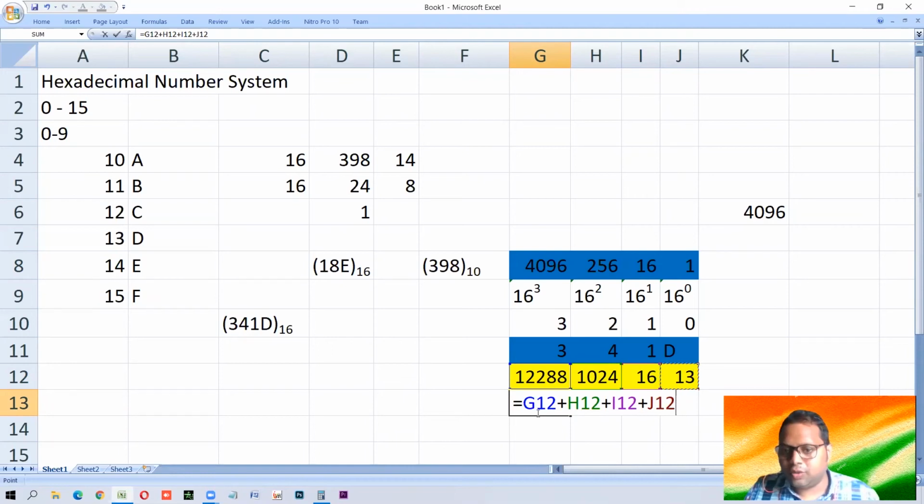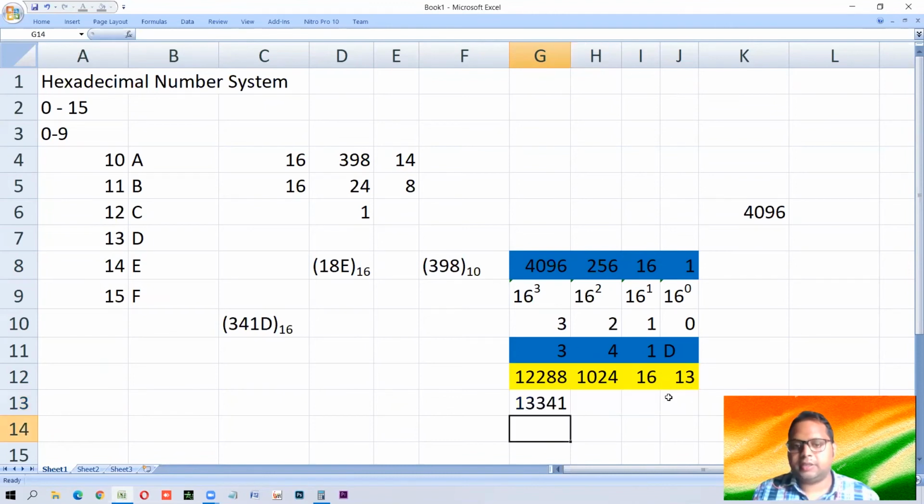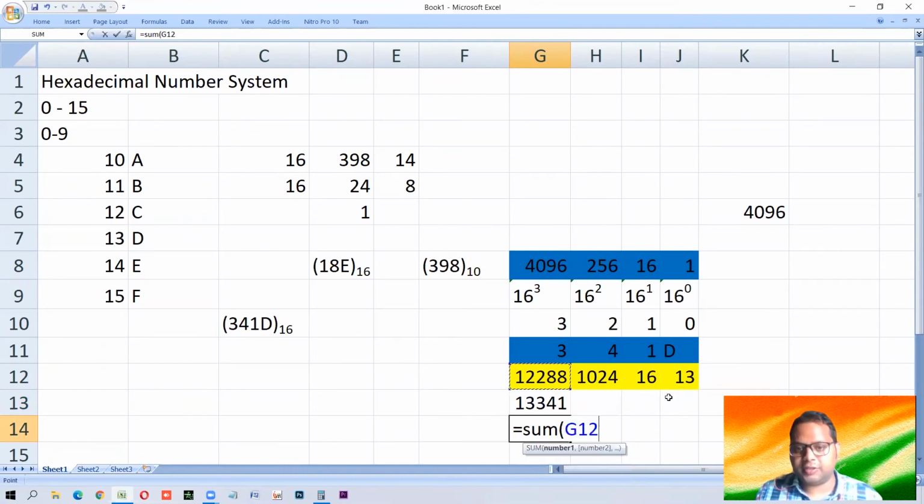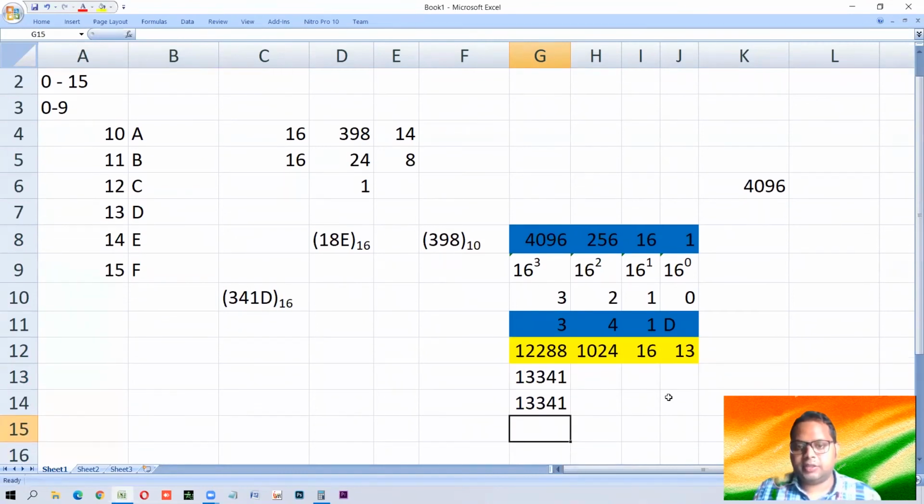Like G12 means what? Column number G, row number 12. H12 means what? Column number H and row number 12, like this. We could have also used a function. This is called a function. The same result. This is called a formula that we are putting. We are applying some formula where we are using operators and other things. And when you are using a function, then it is called a function. Sum and average, these are functions. So this is the result.